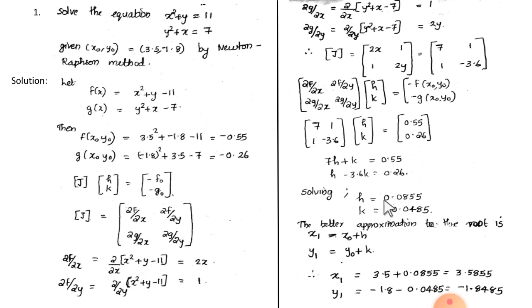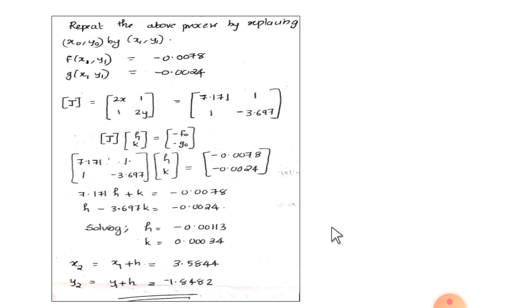Then you will get the value of h as 0.0855 and k as minus 0.0485. So the further better approximation to the root can be obtained by x1 equal to x0 plus h and y1 equal to y0 plus k. x0, y0 are given in the question, h and k we have found earlier. Substitute the values, you can find the new approximation x1 and y1. Now you have to repeat the procedure by replacing x0, y0 by x1, y1.